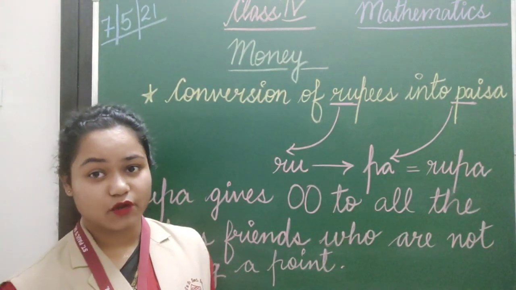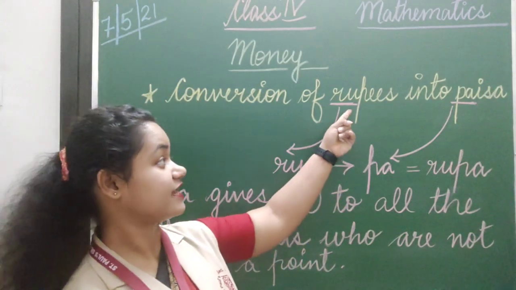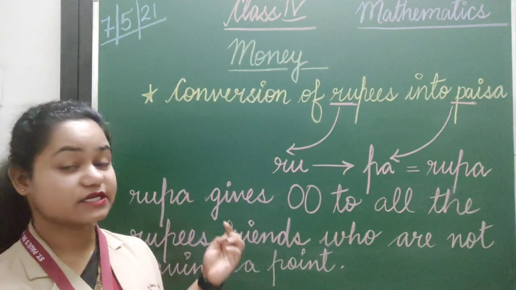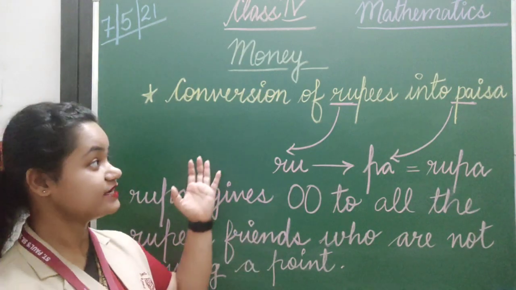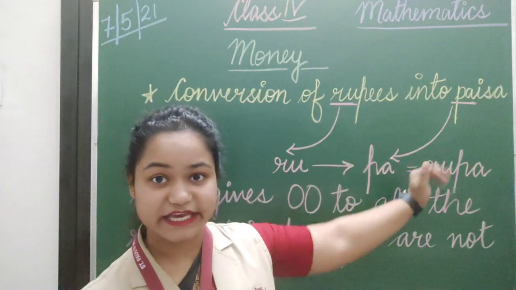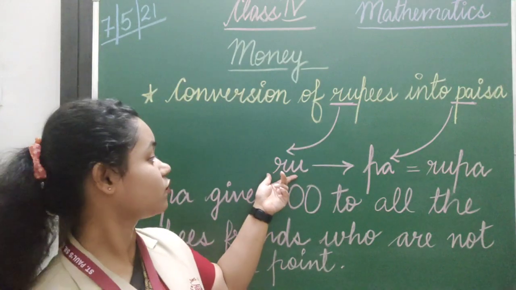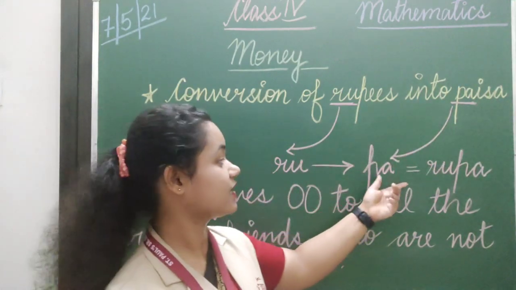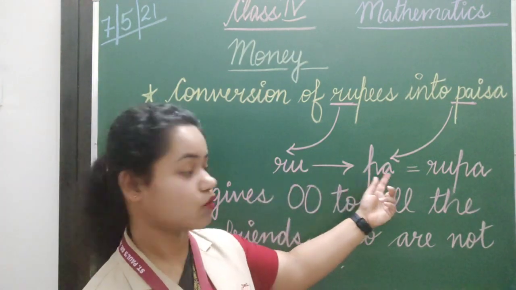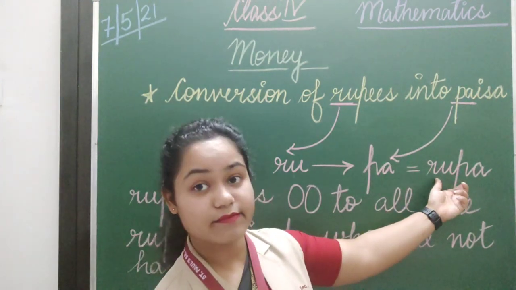So dear children, what you can do to learn is, we have derived the shortcut, isn't it? To learn what concept is applied in converting rupees into paisa. From rupees we have taken ru, and from paisa we have taken pa. So this is a short trick to remember. Ru, pa, rupees into paisa. So this has become rupa.